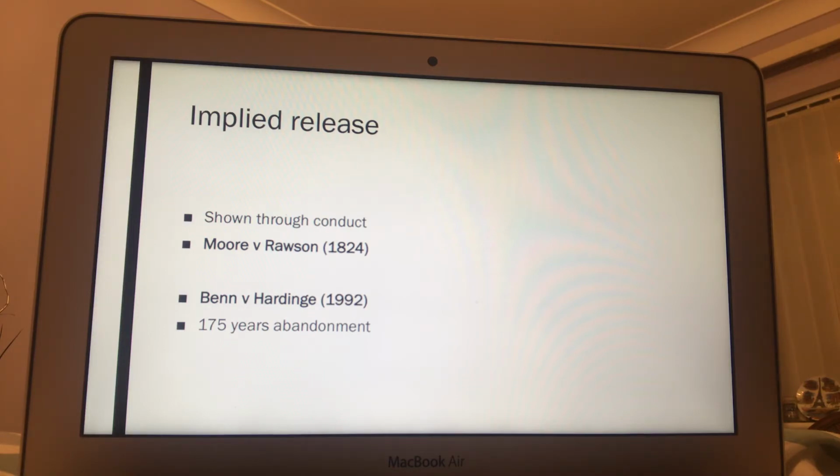Another case followed, which was Ben and Harding 1992. In this case, nobody had used a right of way for 175 years as there was alternative access being used. For this reason, the court felt that it had not been abandoned. This is because they deemed there was no intention to.